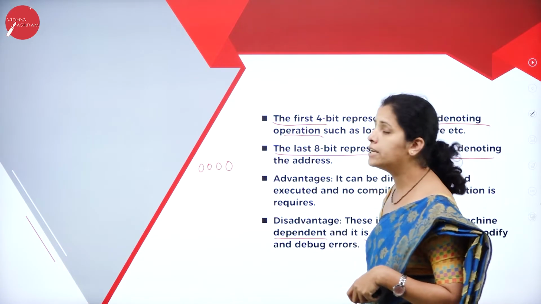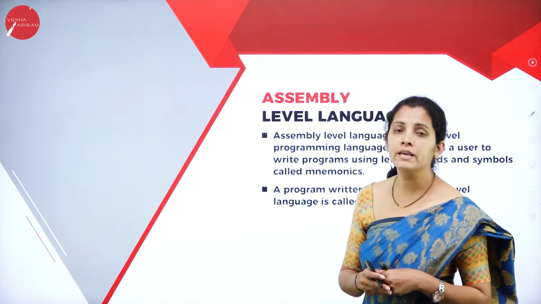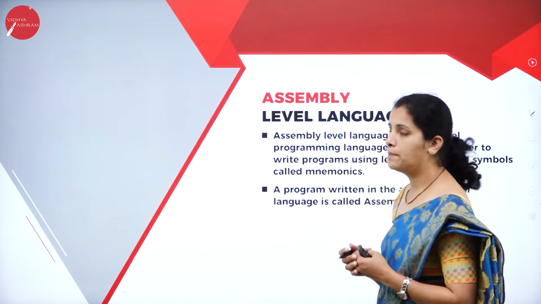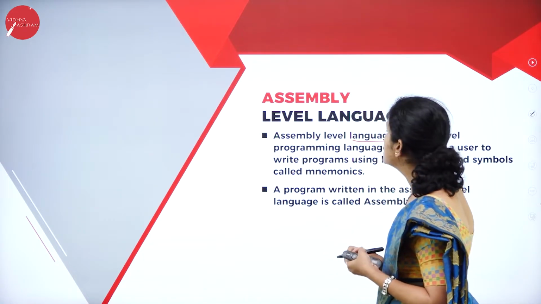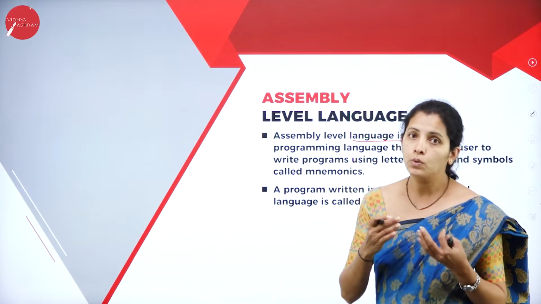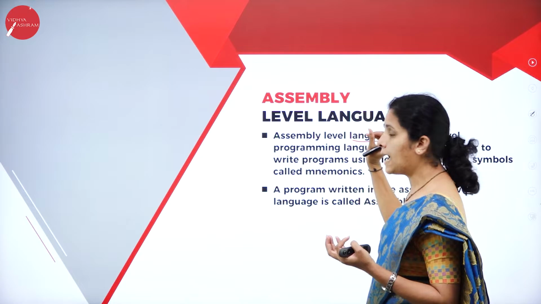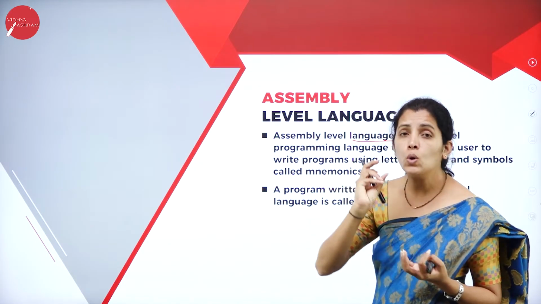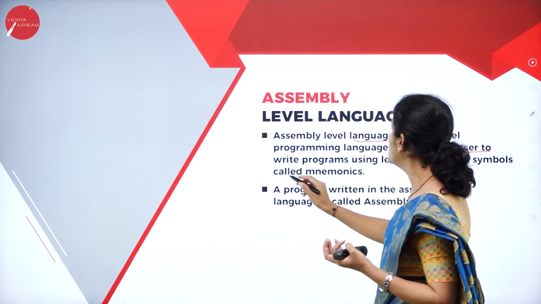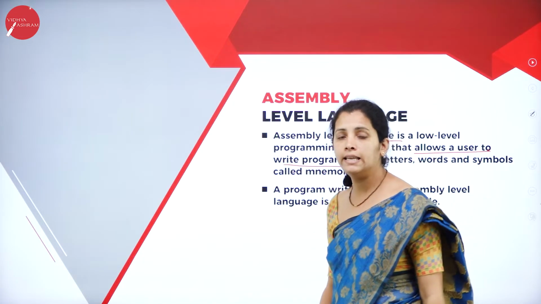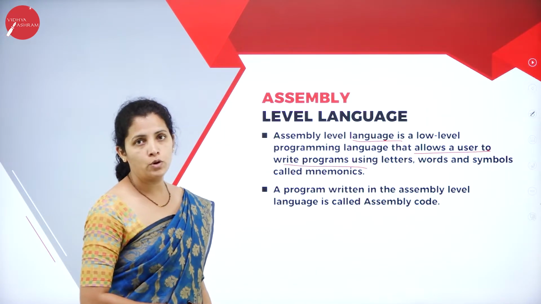This is the disadvantage of machine level programming. Then we have assembly level programming. So what is assembly level language? It is a low level programming language. That means assembly level programming language is an example of a low level programming language that allows the user to write programs using letters, symbols and words called mnemonics.